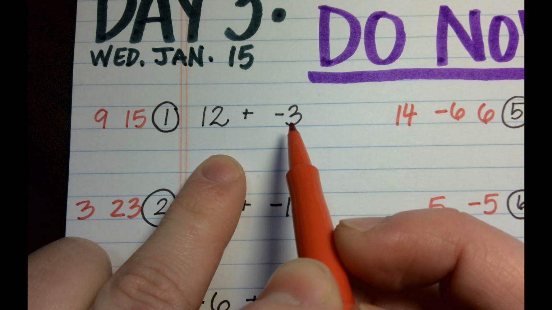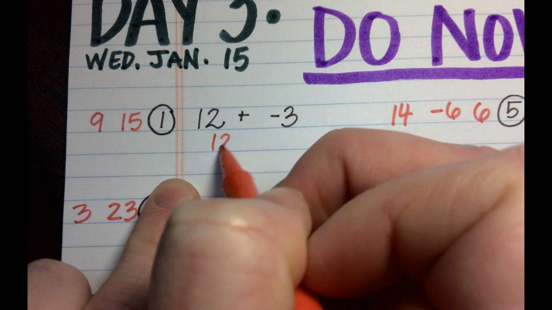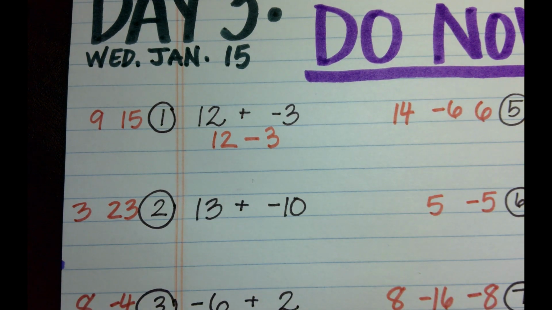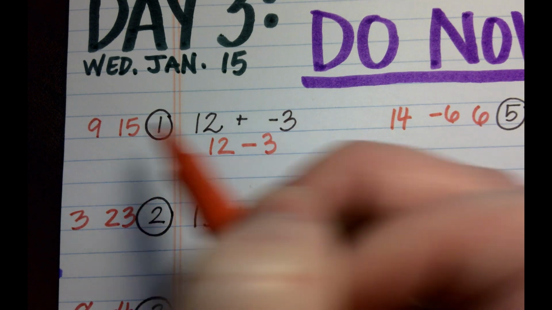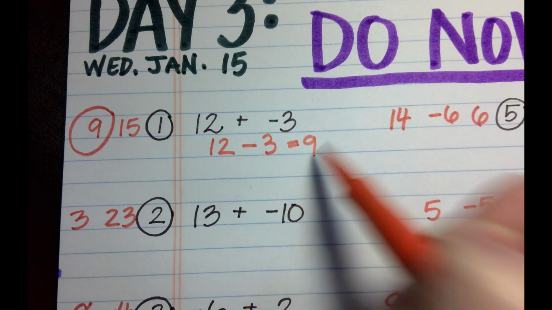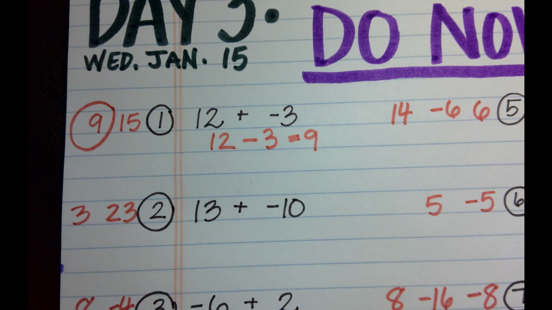When you add a negative, you're just subtracting. It's the same thing as 12 minus 3. So 12 minus 3 is what? 9. So 9 is the correct answer. Now, can someone who got 15, would you feel brave enough to explain how you got 15 and we can talk about it? Go ahead, yes.